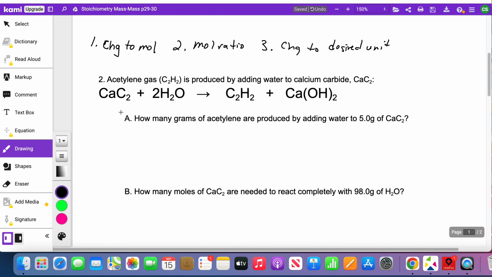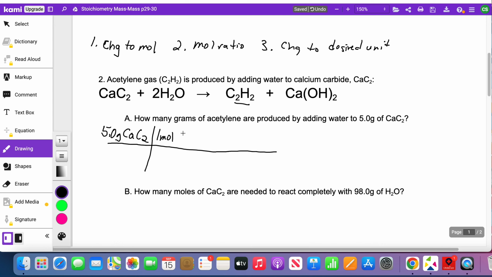Now this equation is already balanced, so we don't have to worry about that. We're going to start off with 5 grams of calcium carbide, CaC2. And it's asking for how many grams of acetylene. Acetylene is the C2H2. So we're starting off in grams. Step 1, change to moles.